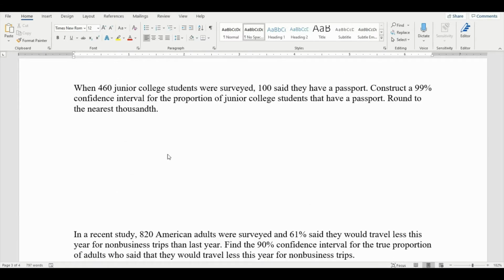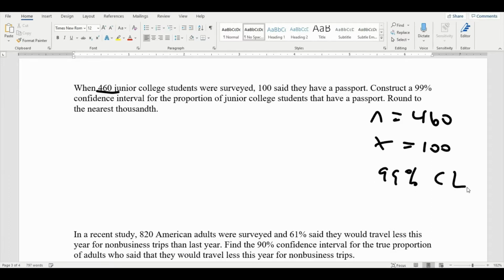Now this one's a little bit different. This one is 460 junior college students. That's our N. I better write it over here because my calculator tends to pop up over there. Try it over here on the right side. And our X is 100. 99% confidence level for the confidence interval. We want to find the confidence interval, but for the proportion.